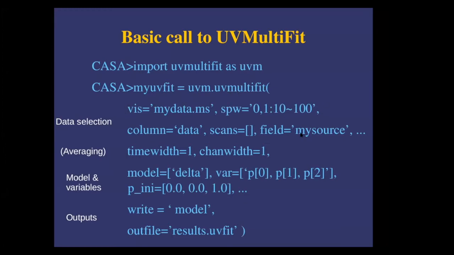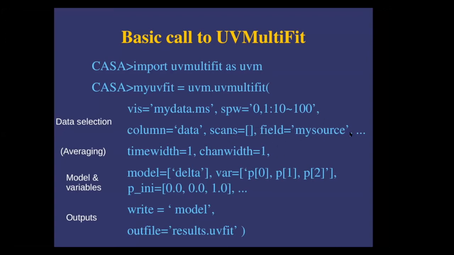The first parameters that you should set are for the data selection, and this is the very standard way. If you have been working with CASA and, for example, ALMA data, you should be very familiar with this. You just specify the visibility measurement set. You can select some spectral windows with channel selection, for example. You can select the data column you want to work on. You can select some scans if you want to do, for example, time variability.